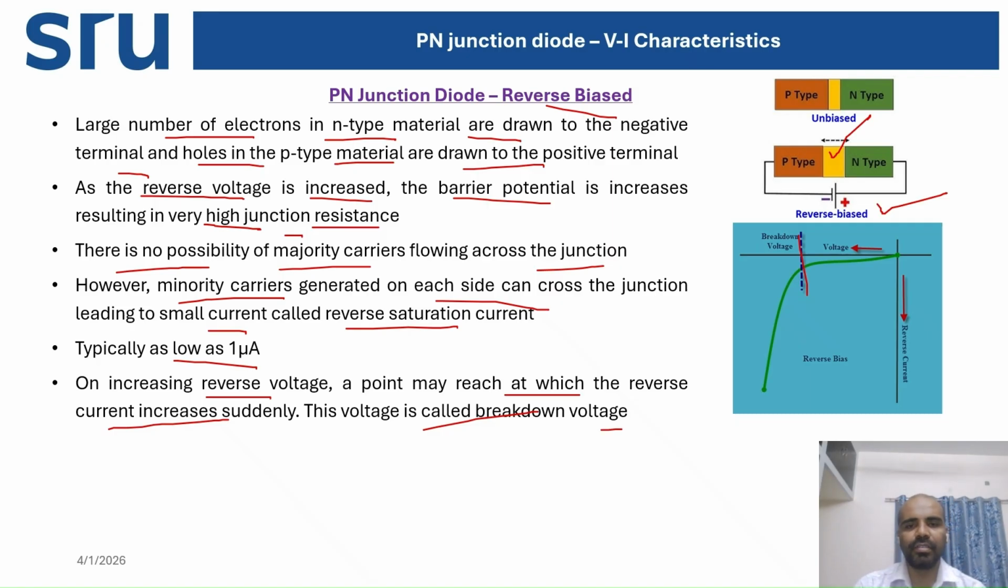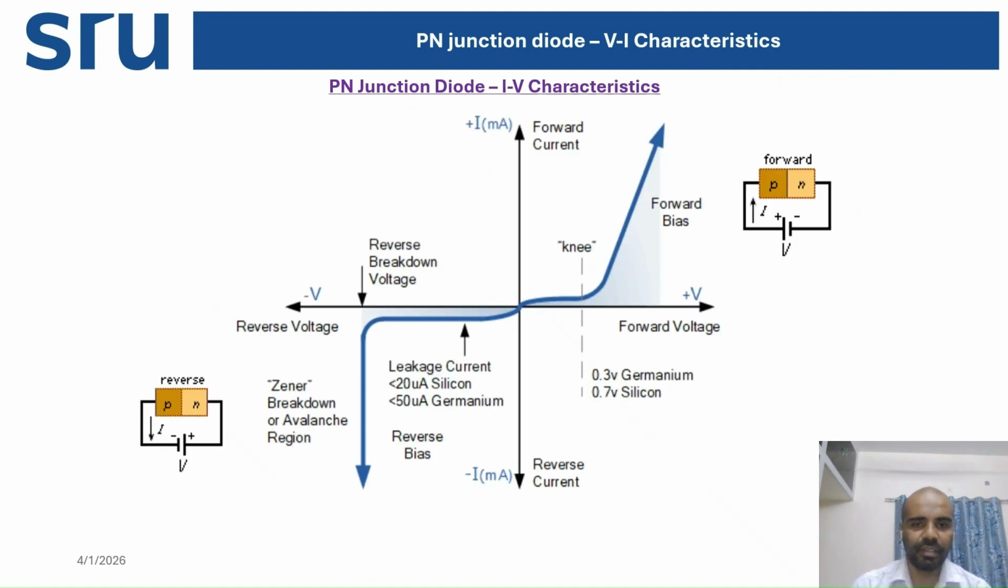So this is the IV characteristic of a PN junction diode at reverse bias condition. Did you get it? So this is the complete IV characteristic of a PN junction diode. This part is for forward bias and this part is for reverse bias.